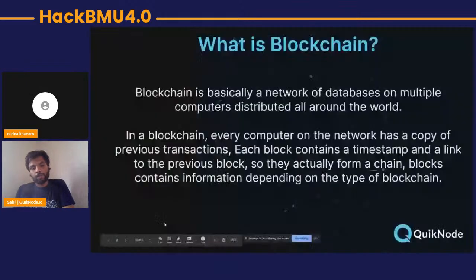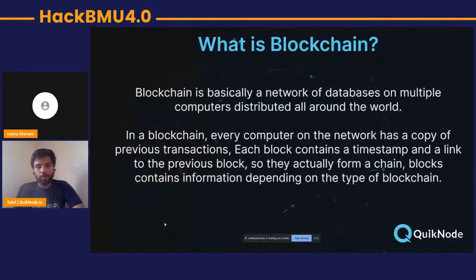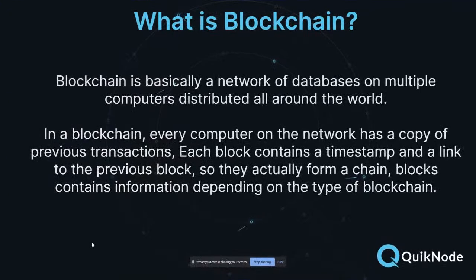Okay, so first let me explain to you what blockchain is. Blockchain is basically a network of databases on multiple computers distributed all around the world. This is a very generic and very basic definition of blockchain, but let me simplify this for you. Let me break this into a very simple language for you. So blockchain, you can see it as a big ledger, a big book which is shared throughout the network.